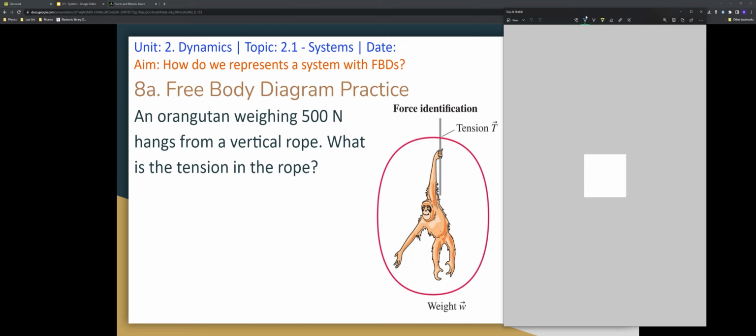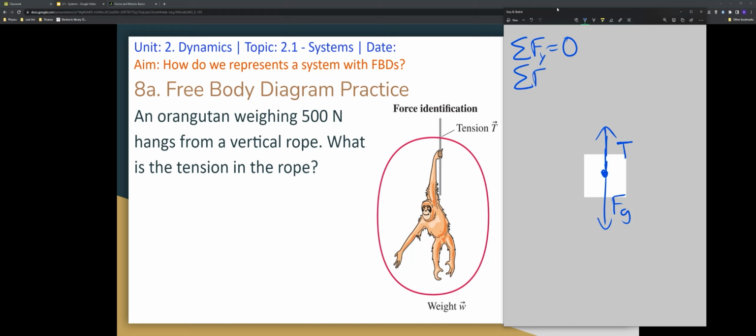So the question says, an orangutan weighing 500 newtons hangs from a vertical rope, and what is the tension on the rope? If you draw a free body diagram, you get the force of gravity acting downward from the orangutan, and you have the tension upward. So the tension is holding this orangutan upward. And we know that the orangutan is at rest, so the object is in equilibrium. So we know that my net force in the y direction is 0.